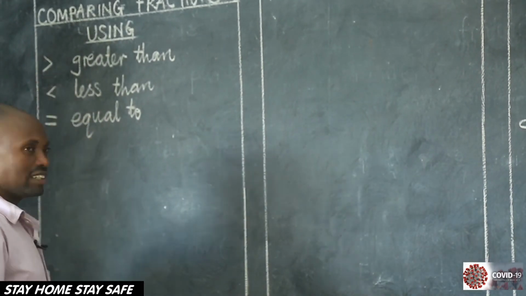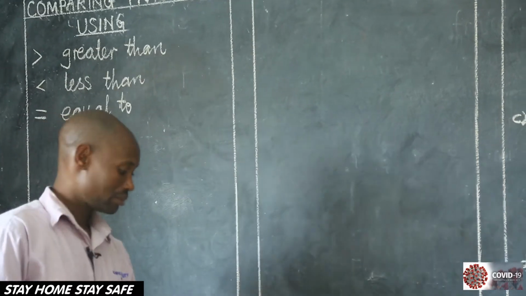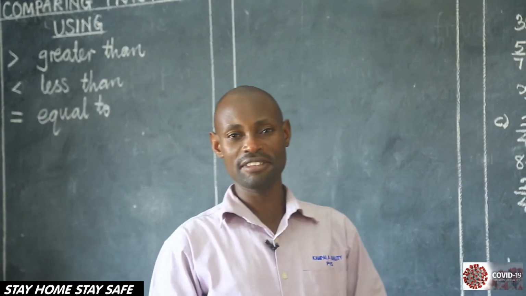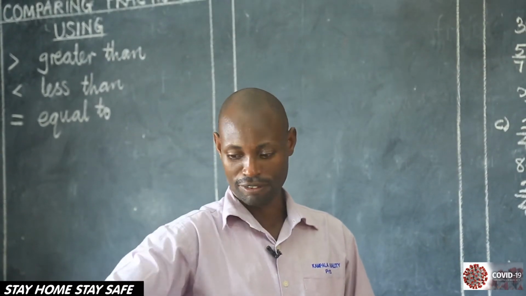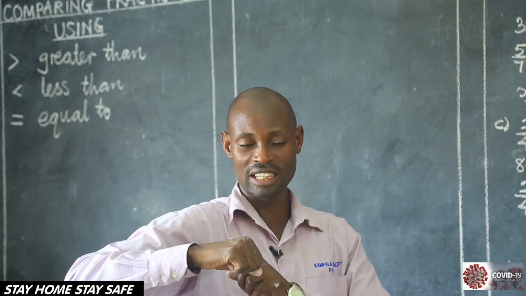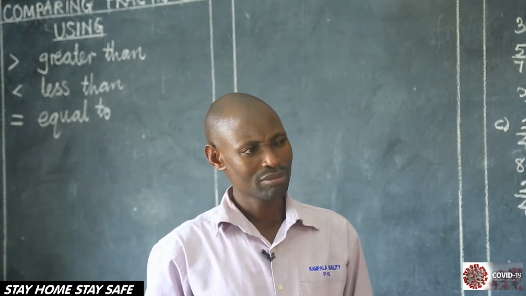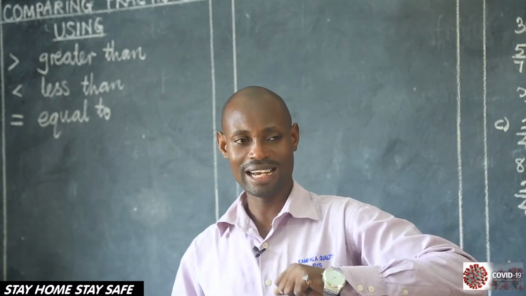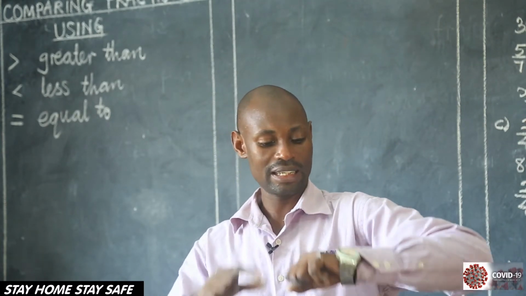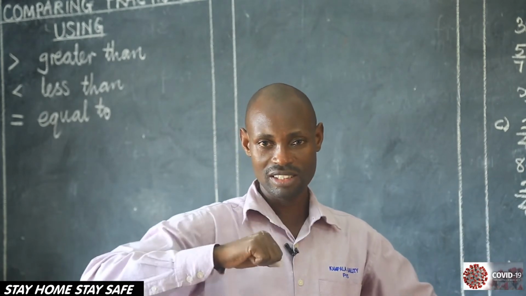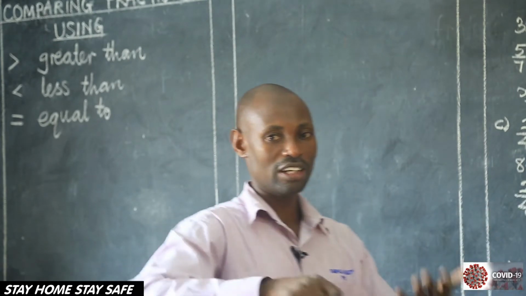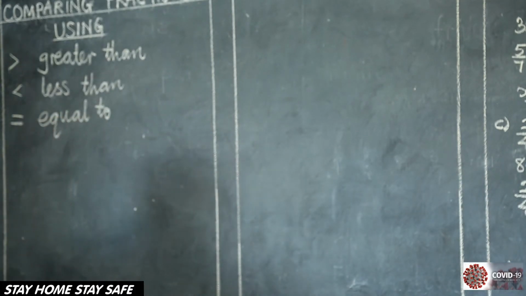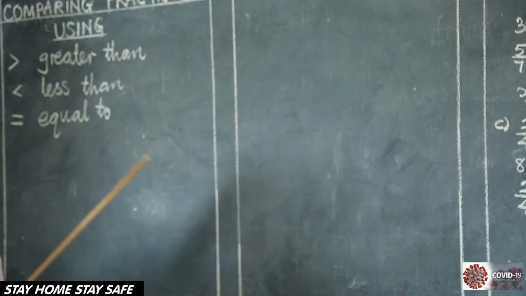I can demonstrate these symbols using my 2 hands. I do all my activities using this hand. Therefore, this hand is greater than this one. This hand does not do a lot of work. Therefore, this one does less work. So I can say this sign is less than, this sign is greater than. So you can always use your hands to know which one is greater and which one is smaller.